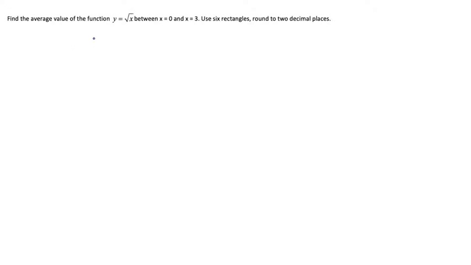Find the average value of the function y equals square root of x between x equals 0 and x equals 3. We want to use 6 rectangles and round to 2 decimal places. That's really not that important here. All right, so let's just draw the graph first.